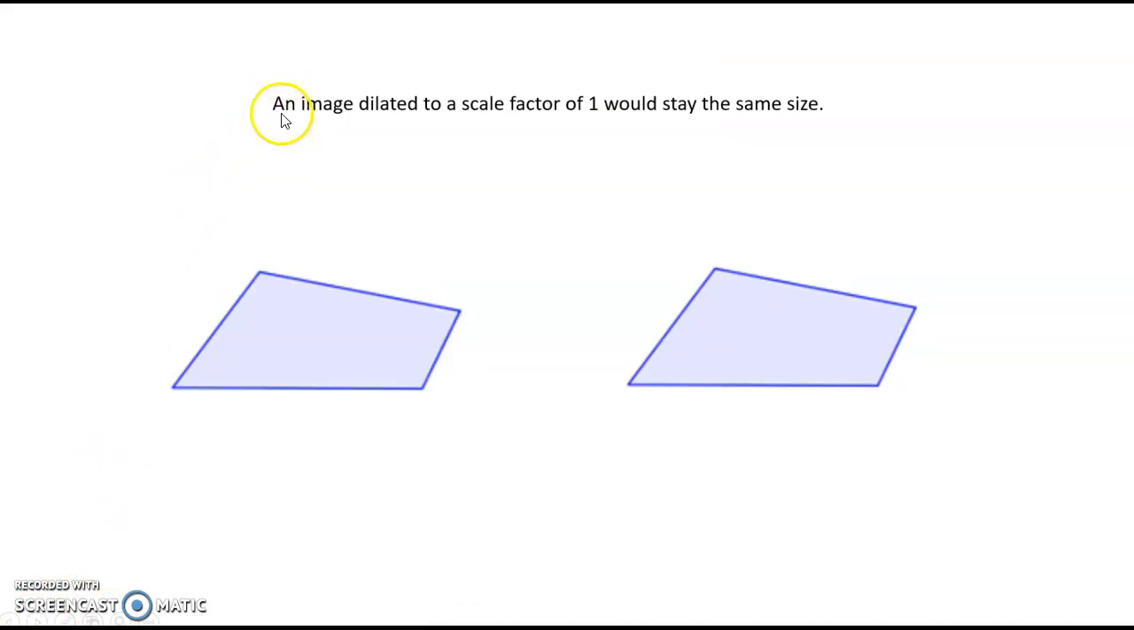Just a little fun fact here, if an image is dilated by a scale factor of 1, it would stay the exact same size. And that makes sense because if you take this original image, you take, let's say, this line segment right here, and we multiply it by 1, we're going to get the exact same thing for the length of the new one. So a scale factor of 1 would result in a second image with the line segments all being the same size.